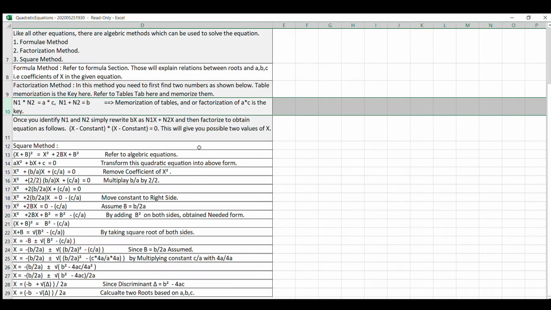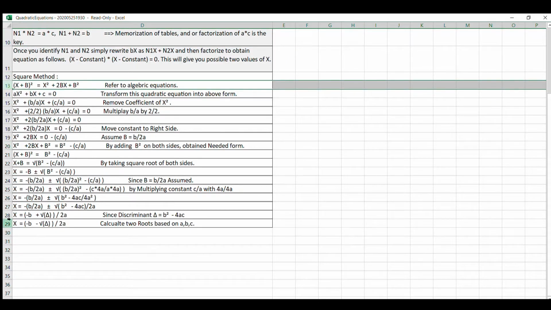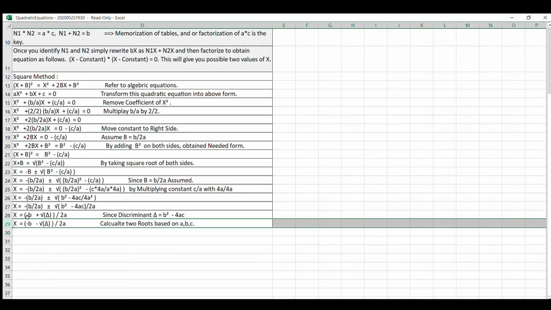All right. Now in square method, the technique is you convert this equation ax square plus bx plus c in the form of x plus b whole square. Now look at line number 13 to line number 29. Basically what you have to do is convert this ax square plus bx plus c is equal to 0 into x plus b whole square, which is equal to x square plus 2bx plus b square. How do you do that?